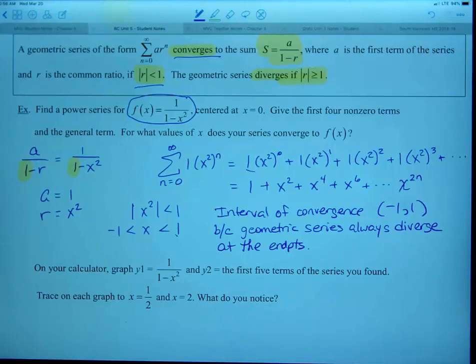So this process only works if the fraction is set up like that, or if you can make it that way. If you can make your function look like a over 1 minus r, you can do this quick method.